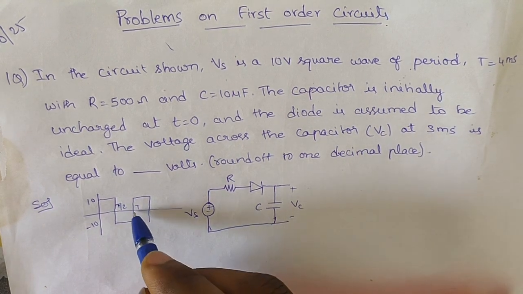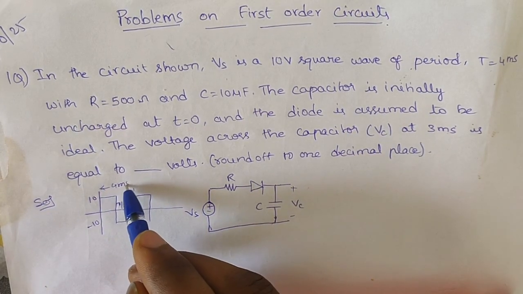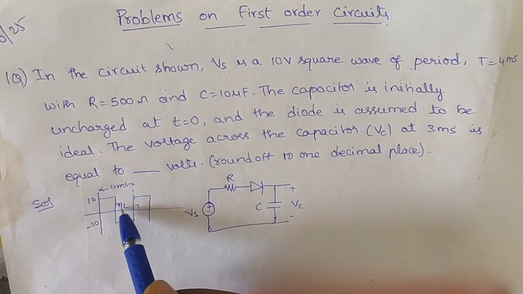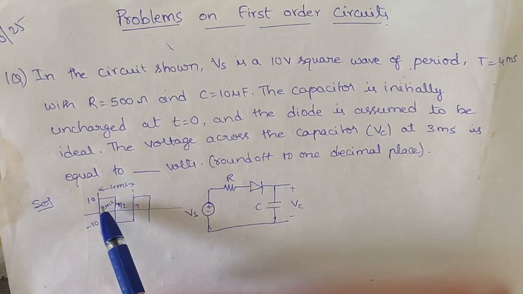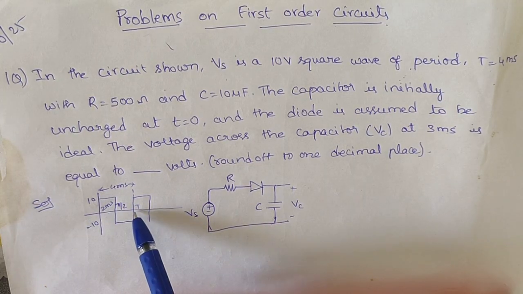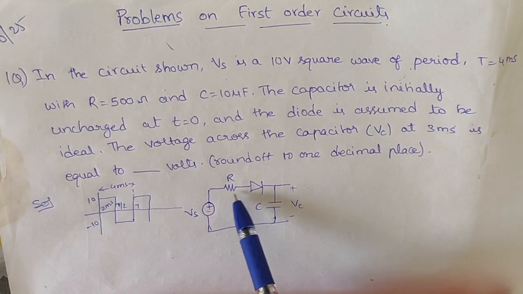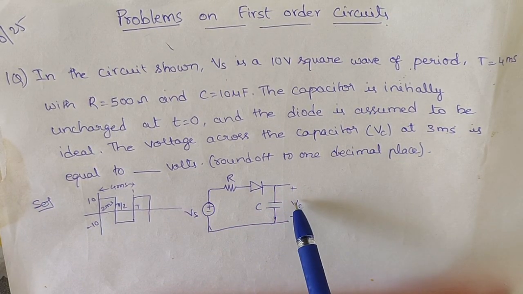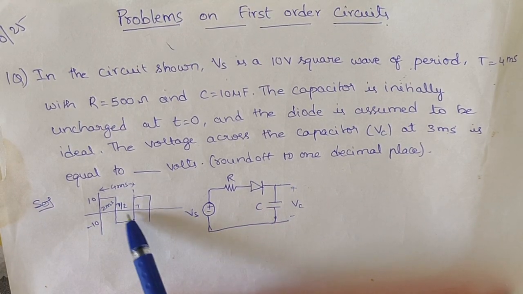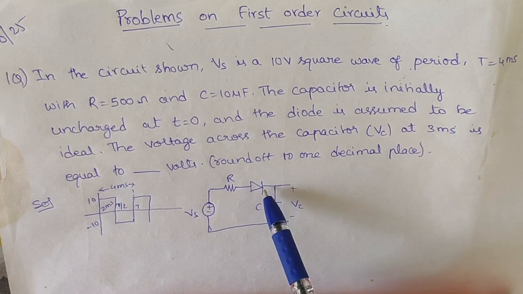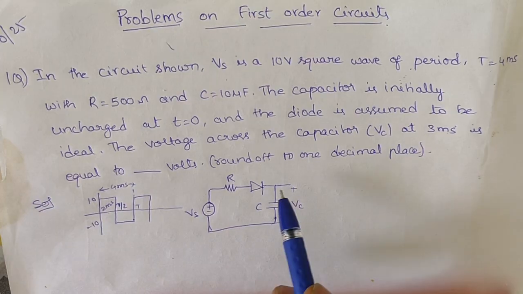4 milliseconds means the total time period is 4 milliseconds. So T by 2 means 2 milliseconds. The first half wave is 2 milliseconds, and the next half wave is 2 milliseconds. The diode is connected across the source and capacitor, so the negative half will not be allowed through this diode. Only the positive half will be conducting through this diode.